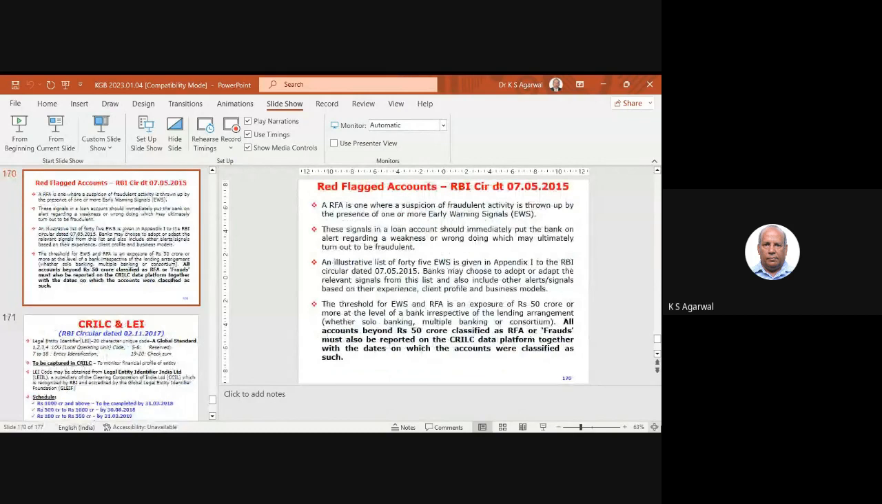Red flagged accounts are accounts where some fraudulent activity is suspected or has happened. These are known as red flagged accounts. And if the balance is 50 crore and above, then I have to report it to CRILC.